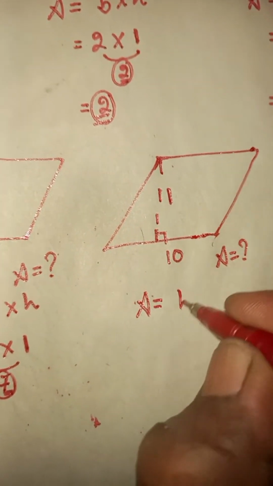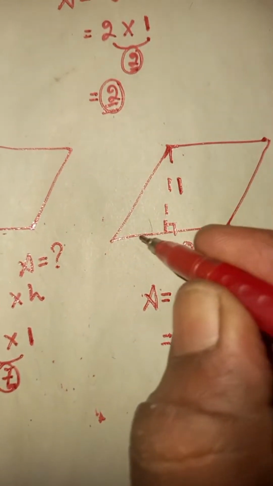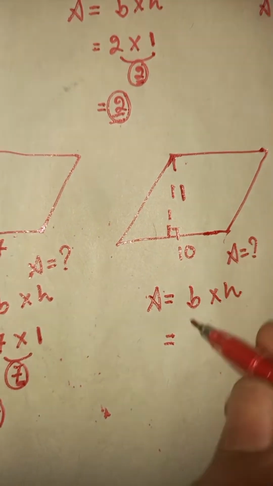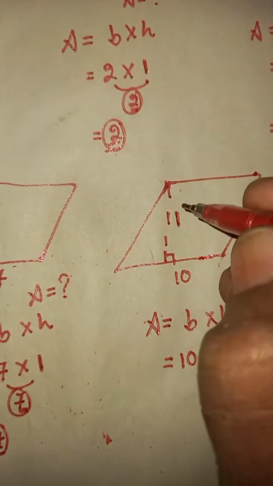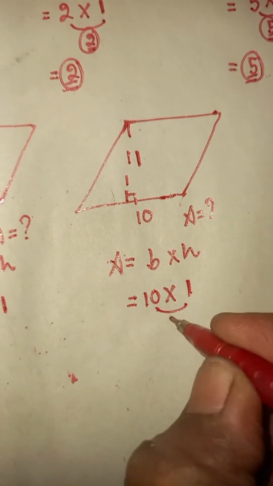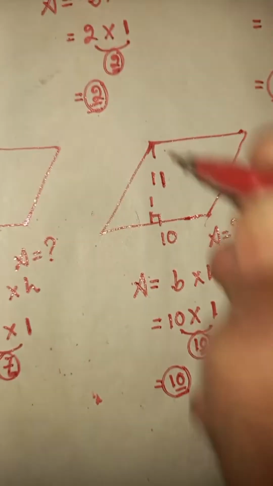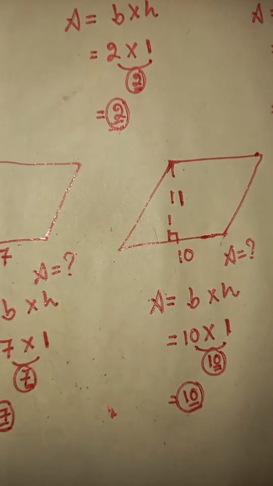Area of the parallelogram is base times the perpendicular height. So you're going to get this is the base, which is 10 units, times this is the perpendicular height, which is 1 unit. 10 times 1 is 10. So 10 square units is the area of this parallelogram.